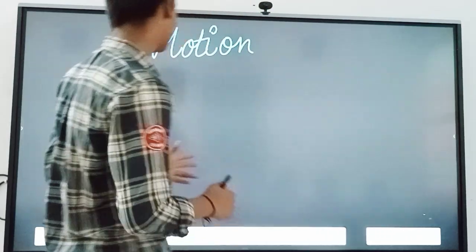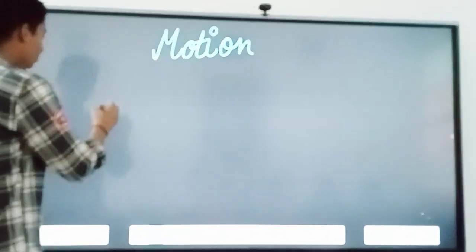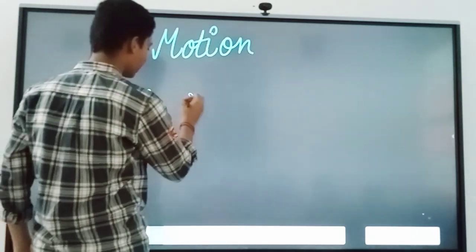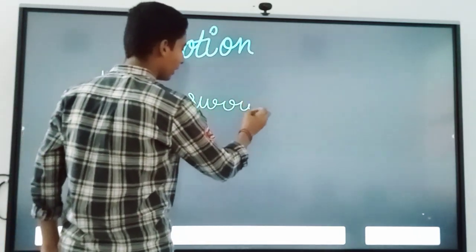So today my topic is motion. When an object changes its position with respect to time and its surroundings, that object is said to be in motion.